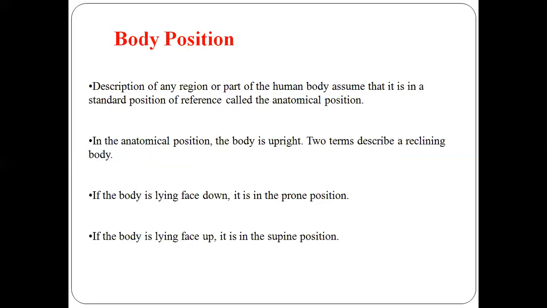Now, in the anatomical position, the body is upright. Two terms describe the reclining body: if the body is lying face down, it is the prone position, and if the body is lying face up, it is the supine position.